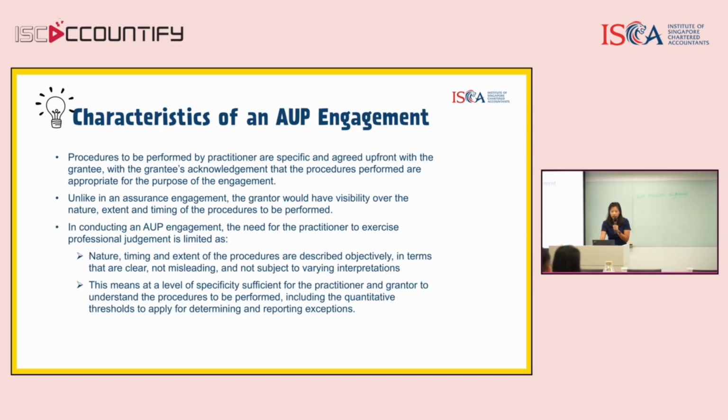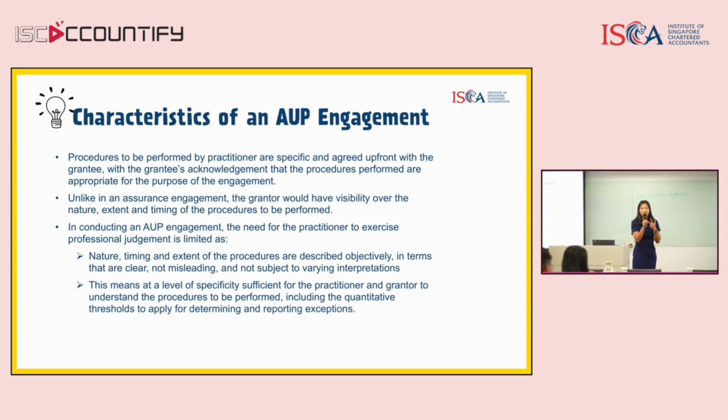So what are the characteristics of an AUP engagement? Like I mentioned just now, the procedures are specific and agreed upfront, with the grantee's acknowledgement, and the procedures performed are appropriate for the purpose of the engagement. Typically this will be done by listing down the procedures, including in the engagement letter between the practitioner and the grantee itself. Unlike in an assurance engagement, the grantor would have visibility over the nature, extent, and timing of the procedures to be performed. So three big words over there.